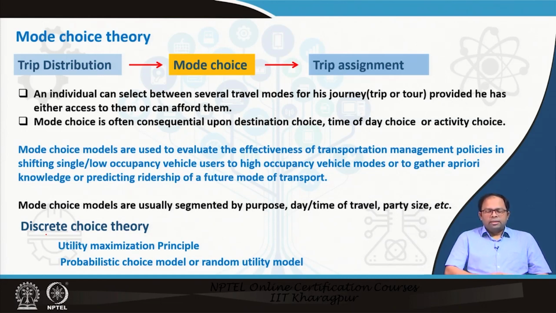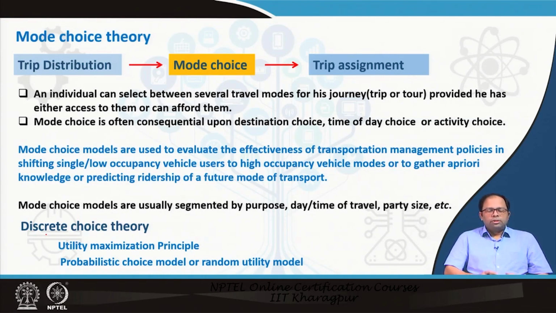So, this is why we want to develop this kind of model, to gather a priori knowledge or to understand the reasons why people choose a mode. We gain this knowledge so that it could be used in developing future modes or future policies, or for predicting ridership of future modes of transport. That means, if I determine that I will introduce a metro corridor in the city, I will also evaluate what would be the likely effect of introducing this particular corridor. So, that is why we will undertake these mode choice models.